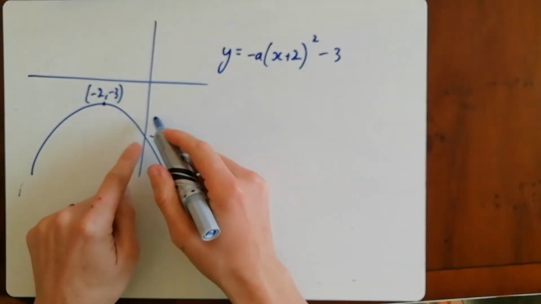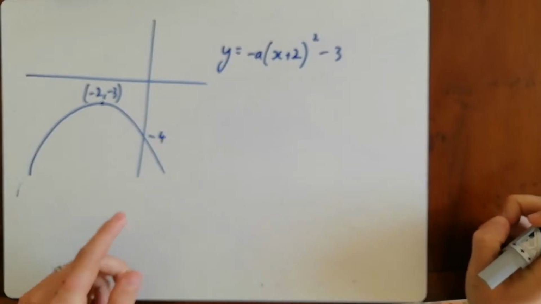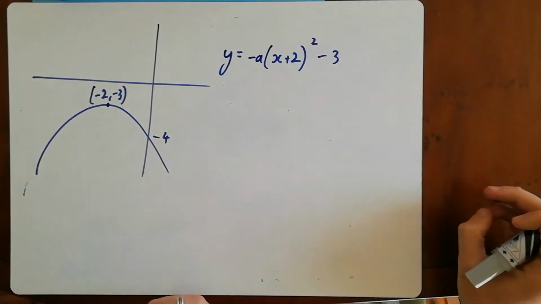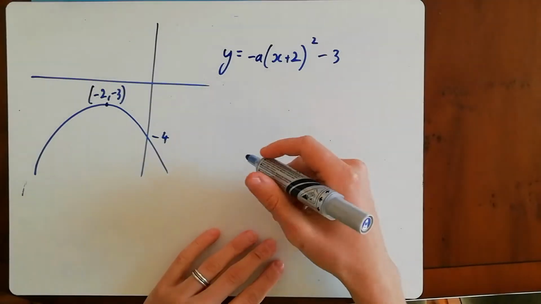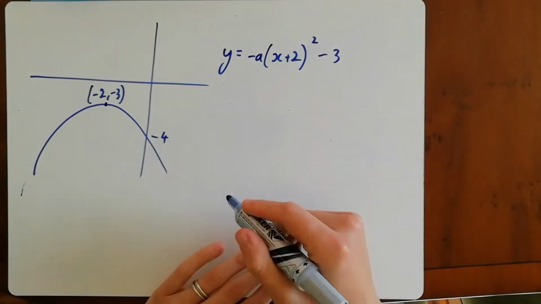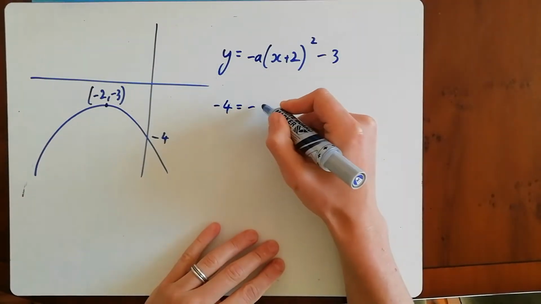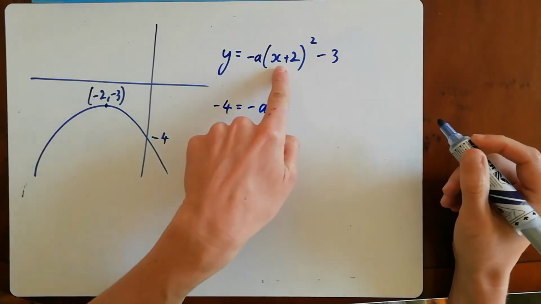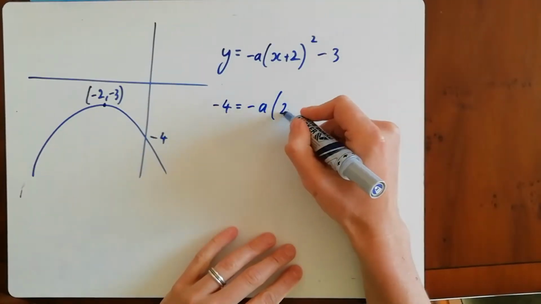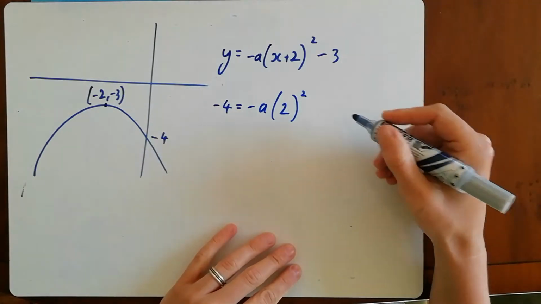What I'm going to do is use my y-intercept. You could use any other coordinate, but if you've got a y-intercept, that's probably the easiest one to use because you just get to substitute in x is 0. So if we substitute that in, x is just 0, so I'm just going to have plus 2 squared.